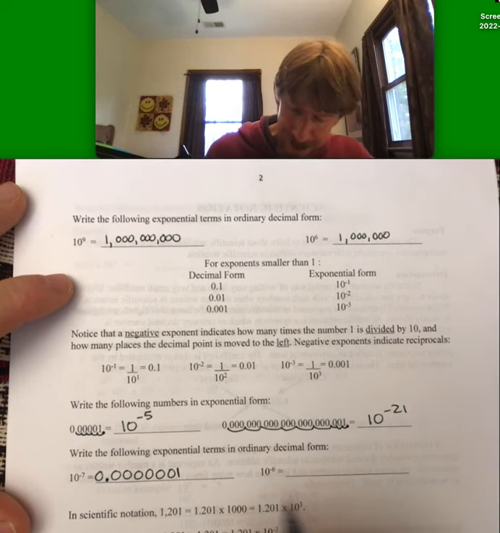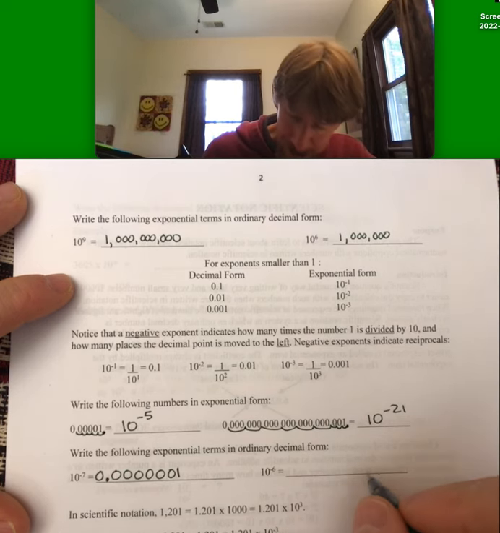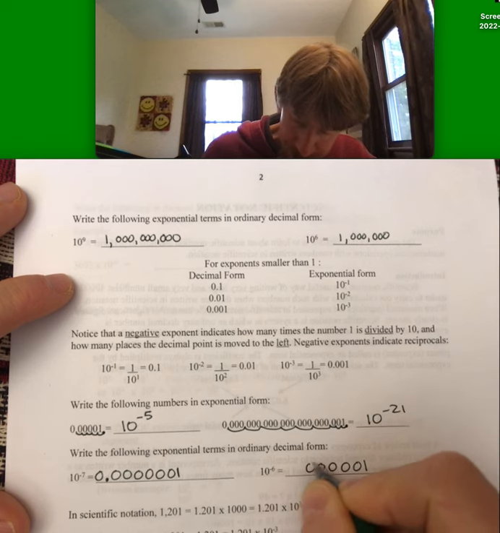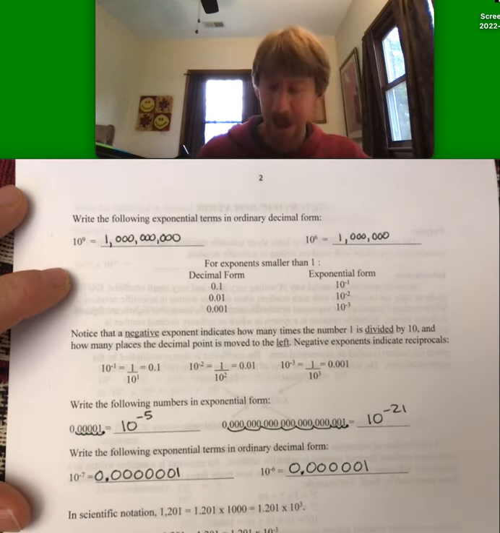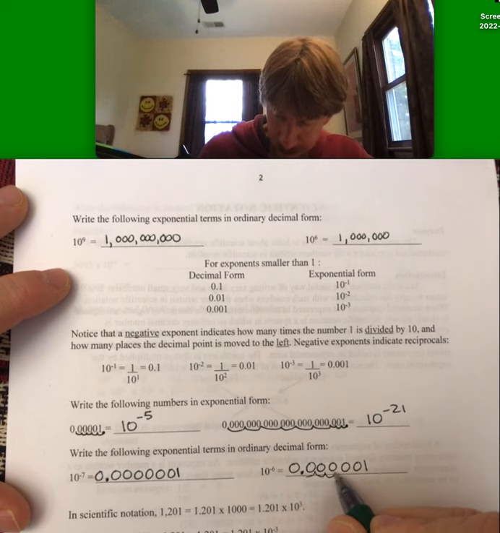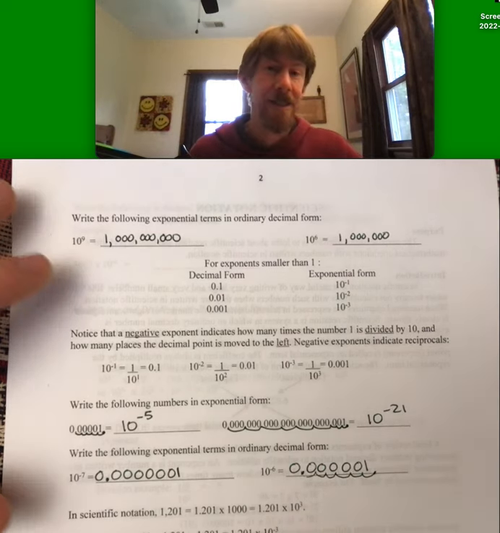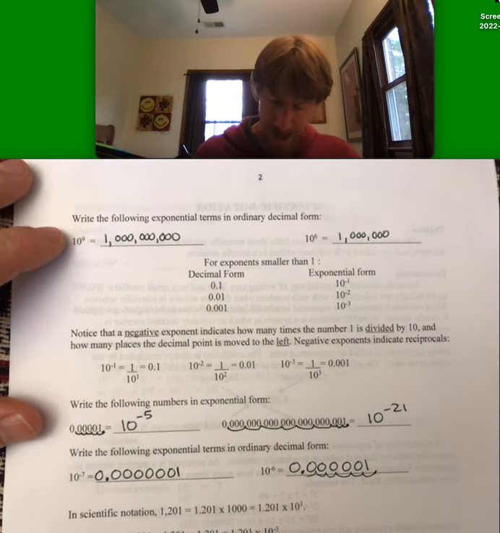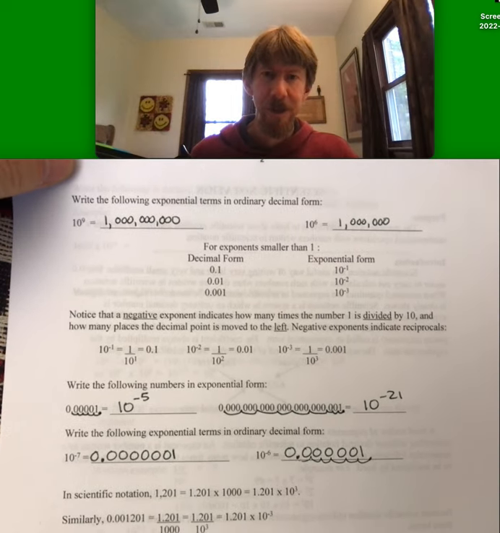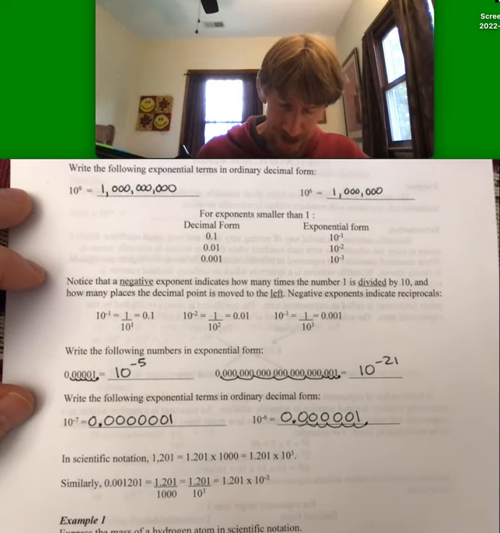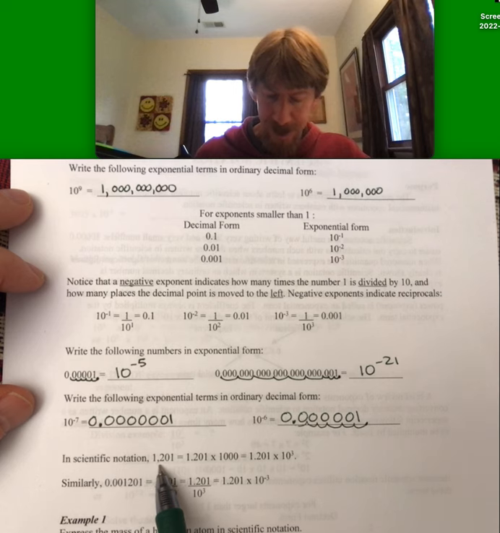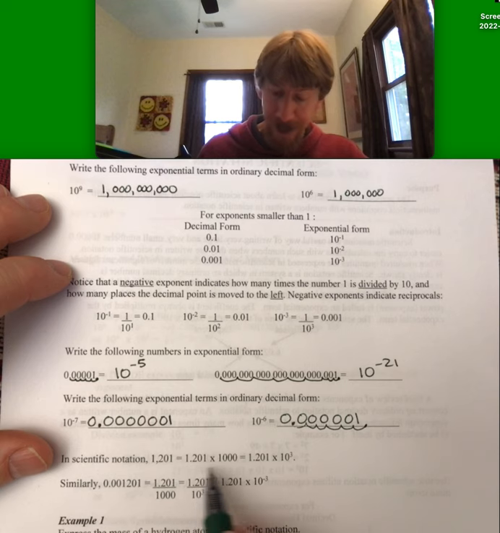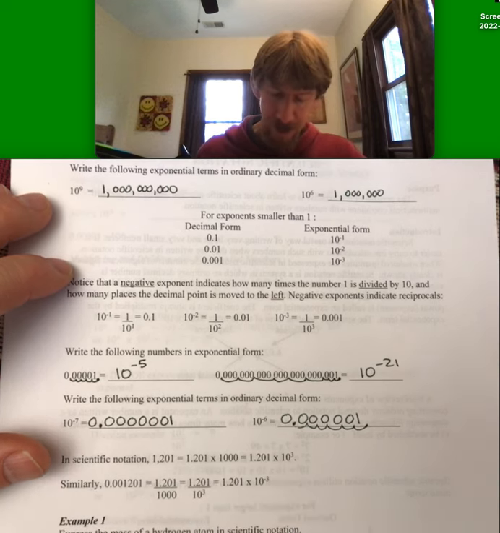10 to the minus 6 is going to be 1. So 2, 3, 4, 5, 6, 0. Double check. 1, 2, 3, 4, 5, 6. Yep, that is 10 to the minus 6. Now we'll add some numbers that include actual coefficients. In scientific notation, 1,201 would be 1.201 times 1,000, which is times 10 to the third.